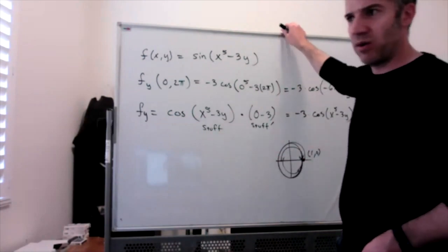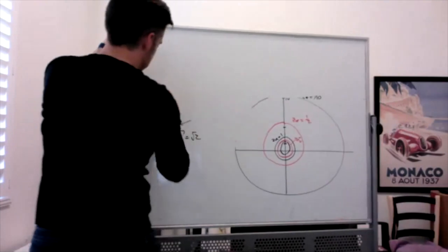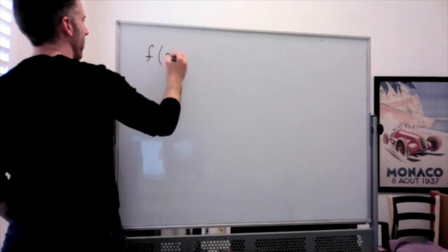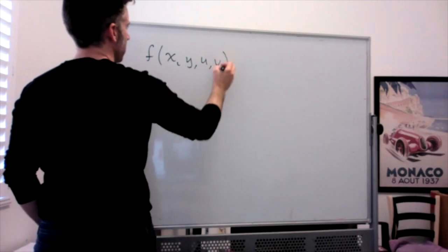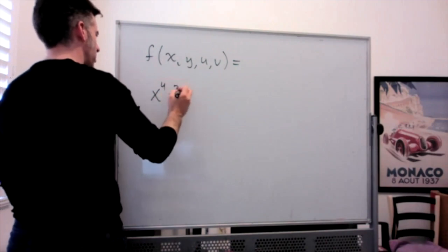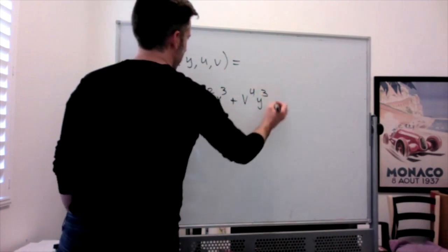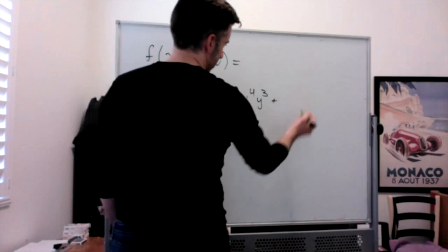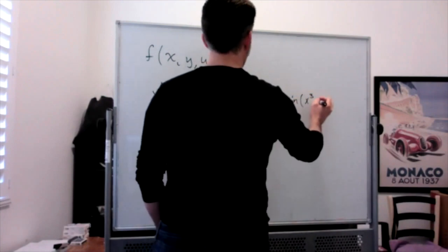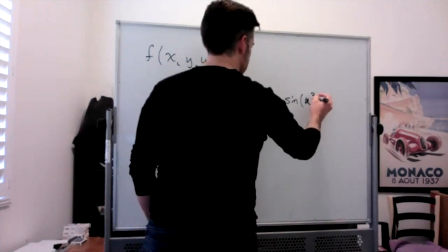For example, let's look at one more. We can have functions of many variables, not just 2. Let's say I have the function f of x, y, u, v equal to, let's not make this too terrible, x to the 4th y cubed plus u squared x cubed plus v to the 4th y to the 3rd plus, sure, sine of u cubed v squared. It is a little terrible.